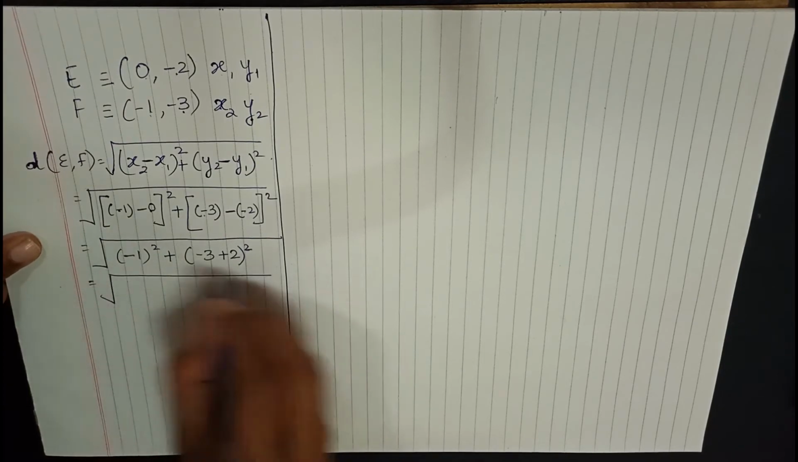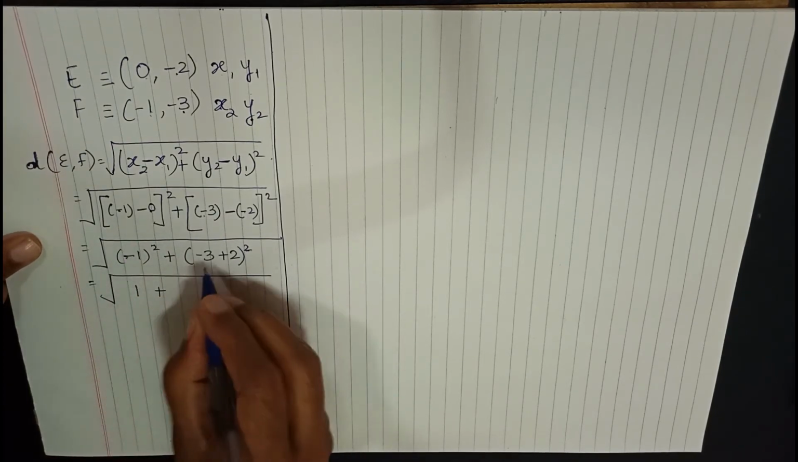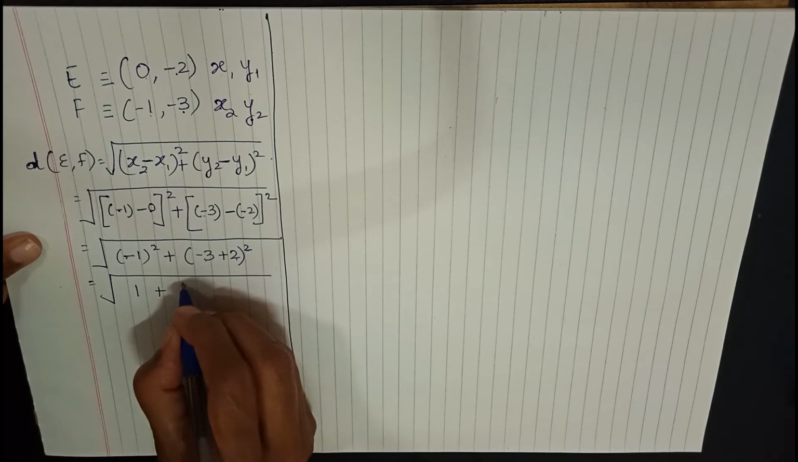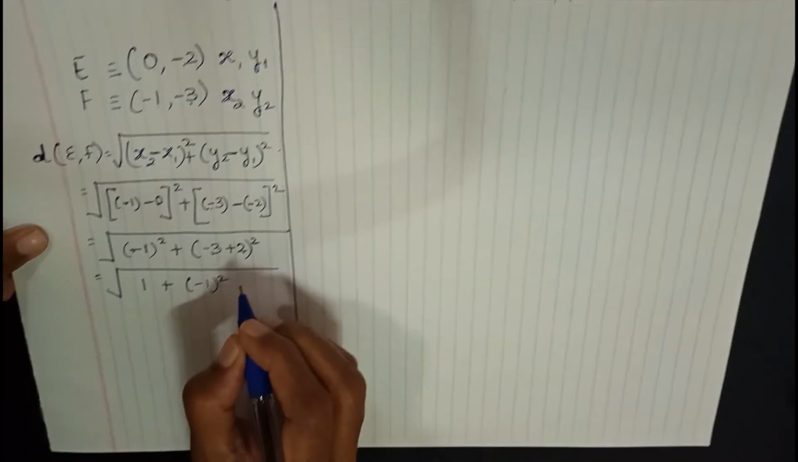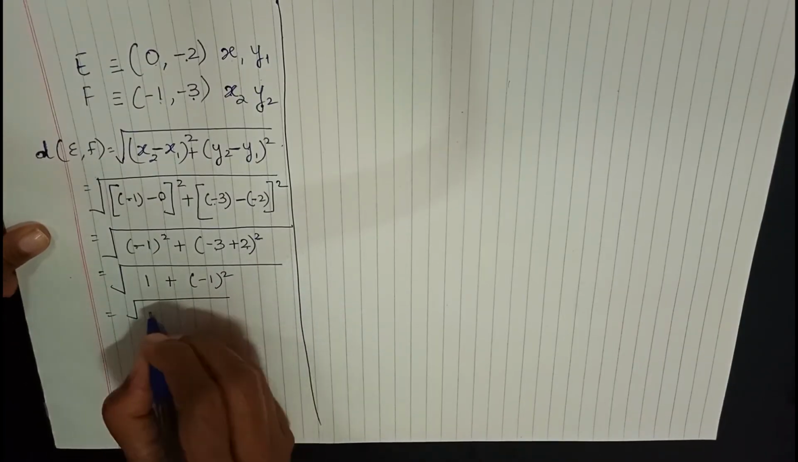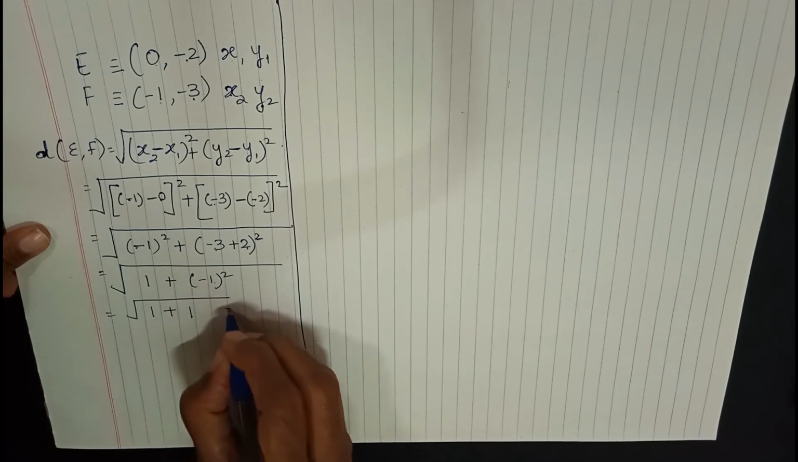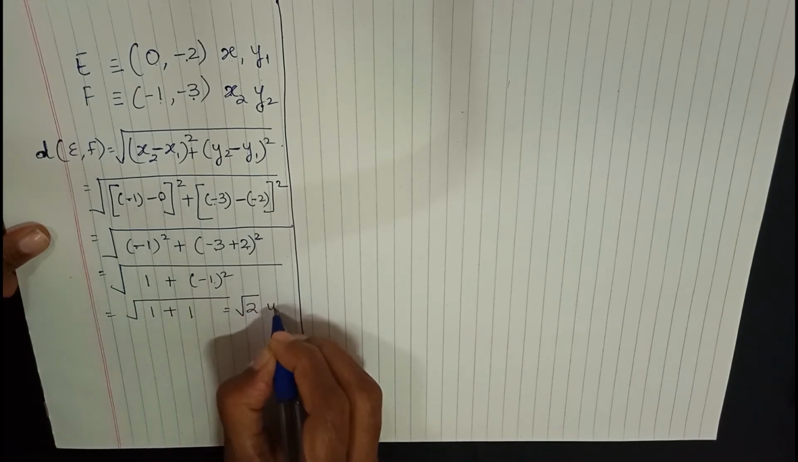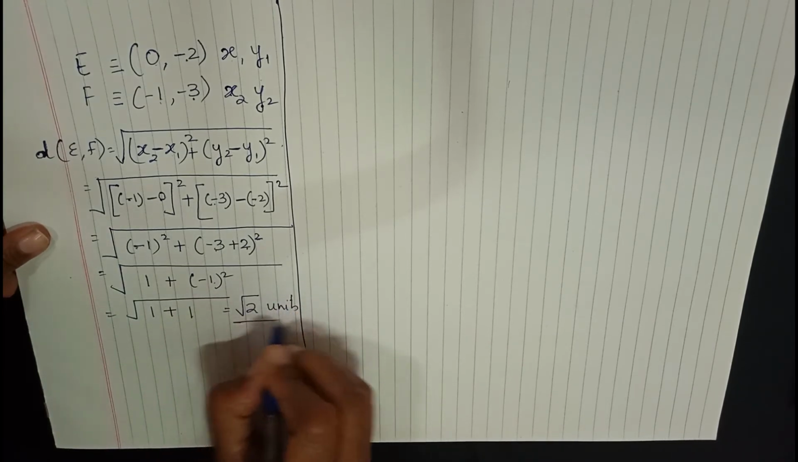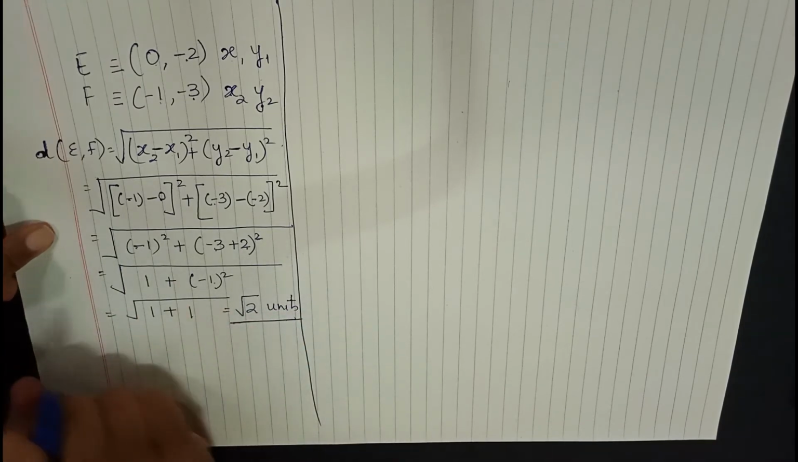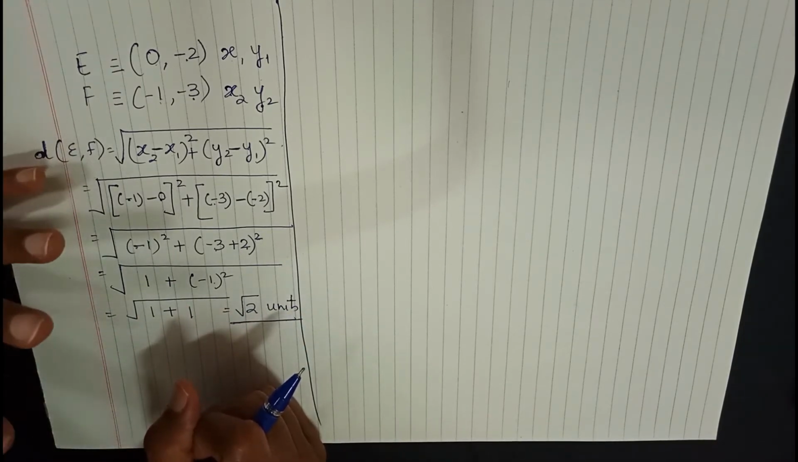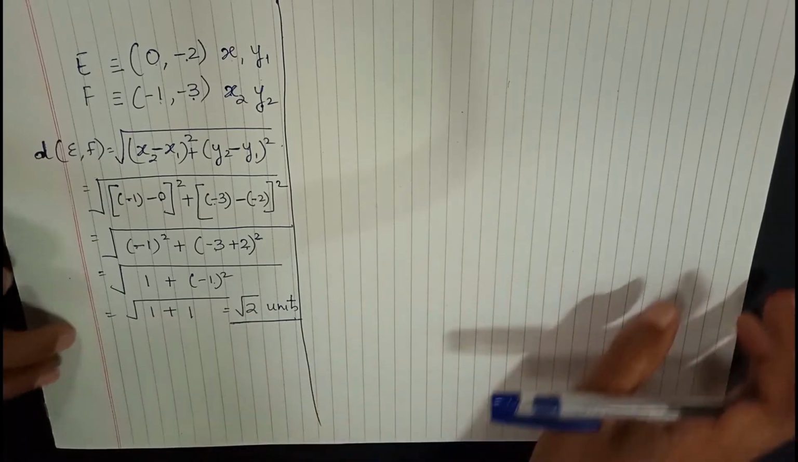So now minus 1 square is 1. Minus 3 plus 2 is minus 1. So minus 1 square is again 1. So the answer that we get is root 2 units. So this way, using this formula, we can find out distance between any 2 points.